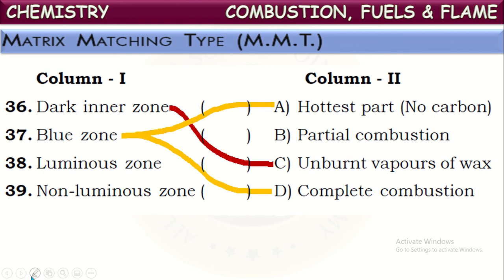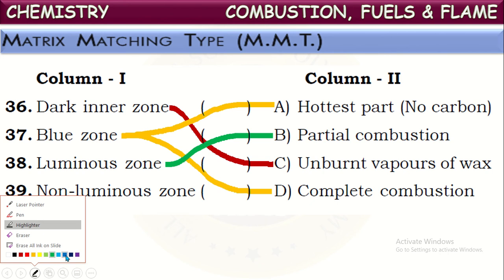Okay. Next, about luminous zone. Luminous zone is the middle part of the flame. In the middle part, the vapors of wax are partially undergoing combustion because an insufficient amount of oxygen is supplied to that part, to the middle part. So the vapors of wax are partially combusted and the flame will burn with yellow color. That is said to be luminous flame. So partial combustion is occurring at the luminous zone, that is the middle zone.